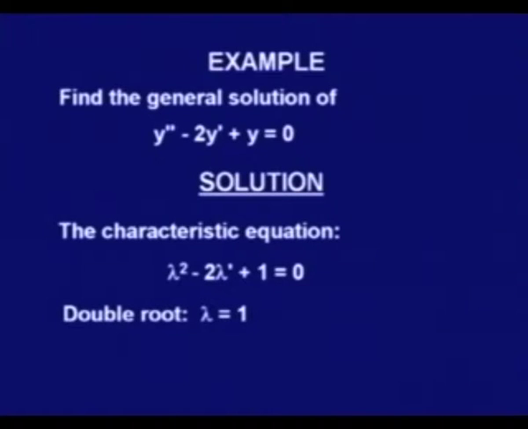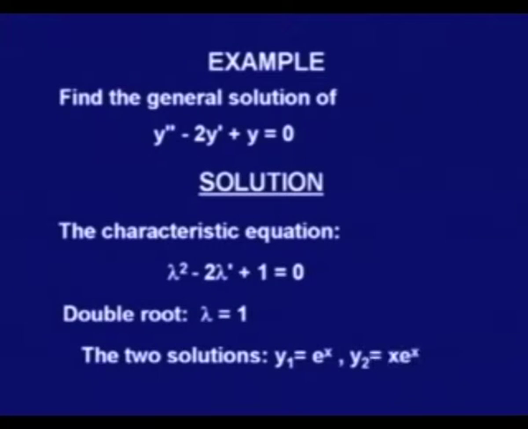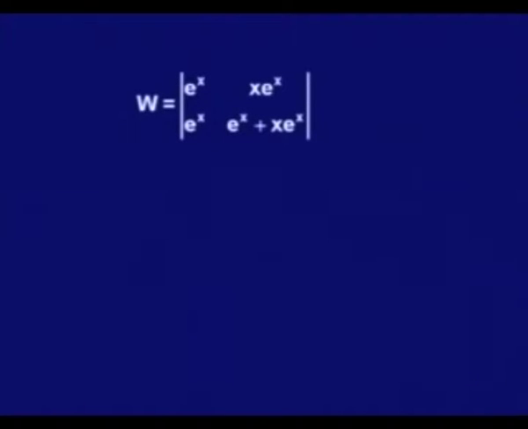We already know that the two solutions for this are e to the power x and x times e to the power x. Now, we want to check that these two solutions are linearly independent, and we would employ the method of Wronskian. So, we will find the Wronskian determinant for these two solutions.